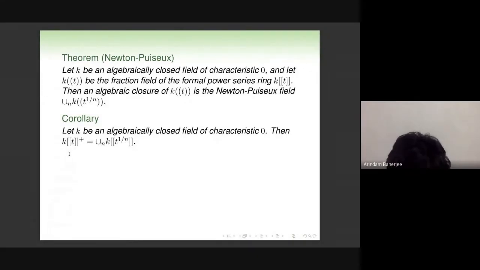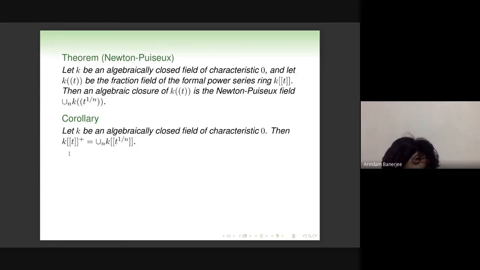The absolute integral closure of this power series ring is the union of these rings, namely the union runs over all positive integers n, and then you take power series in t to the power 1 over n. That's the absolute integral closure. And this, by the way, is the connection between these two topics in my title, the Newton-Puiseux theorem and the absolute integral closure. The proof of this corollary follows almost immediately from the Newton-Puiseux theorem.